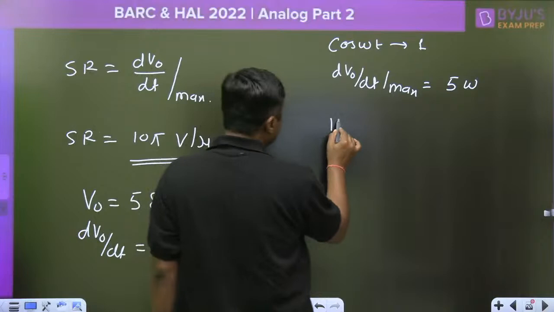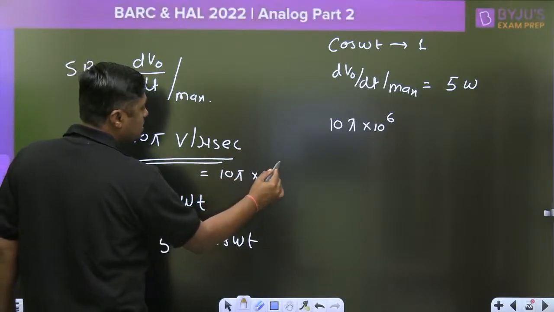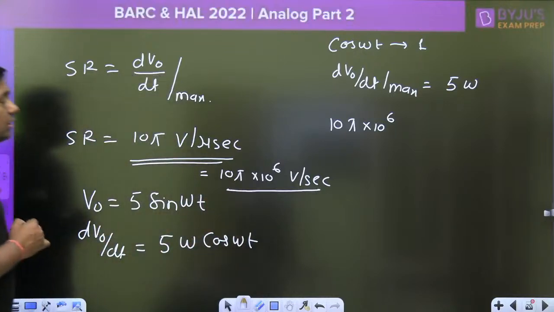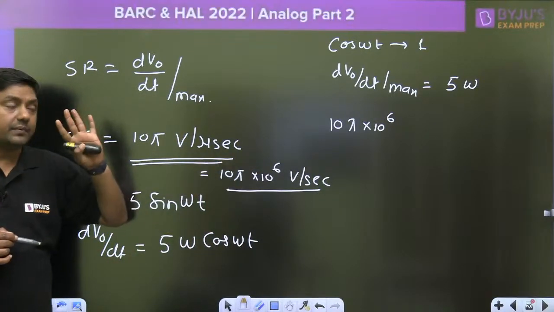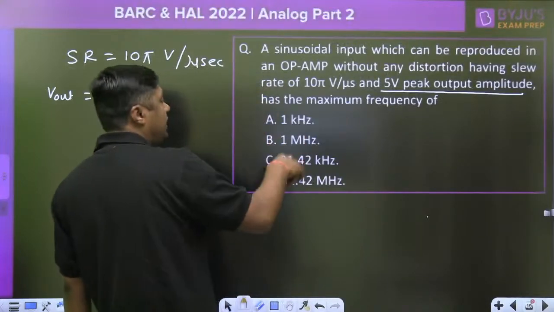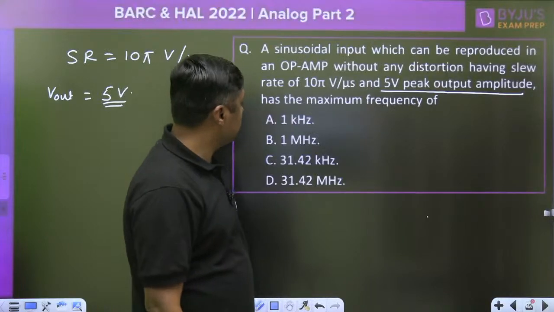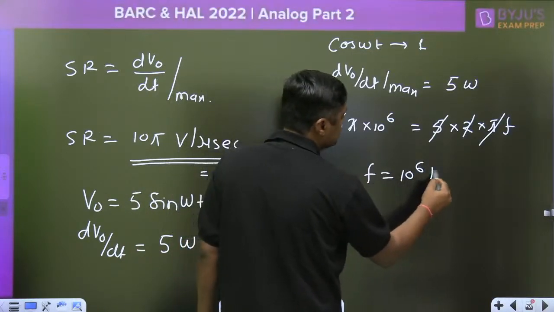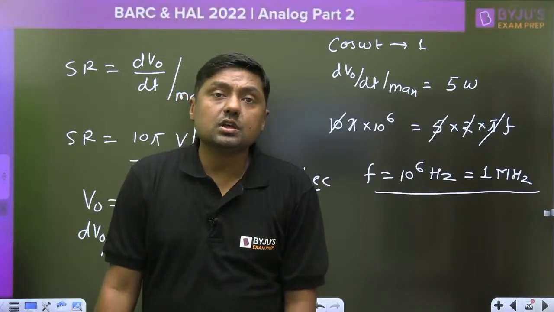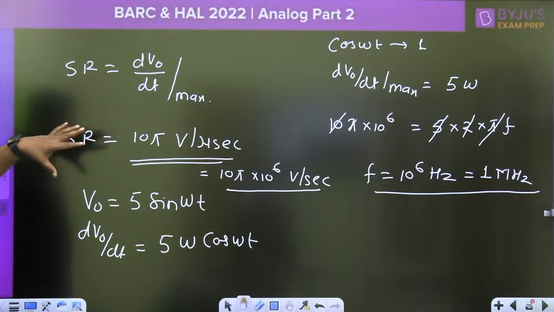So this will become 10 pi into 10 to the power 6 volt per second, since the slew rate is given in microseconds. First of all, convert the slew rate into this value. So 10 pi into 10 raised to power 6 equals 5 into 2 into pi into f, because the frequency is required in hertz. Now the 10 cancels, pi cancels. What is the answer? 1 megahertz. So this is the answer for your question. Always remember, slew rate is given by dV naught by dt max.